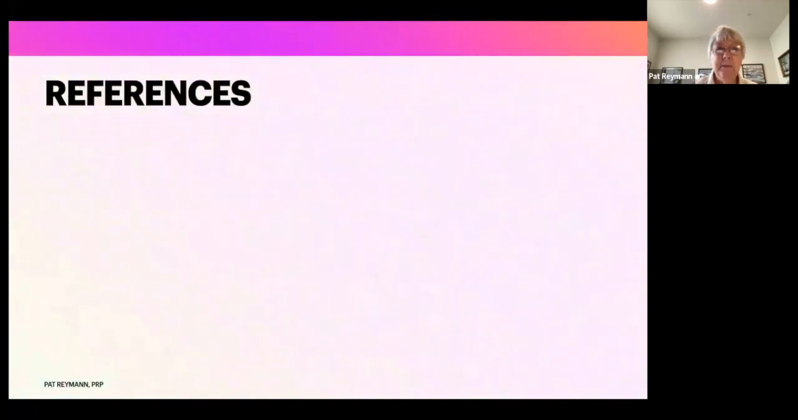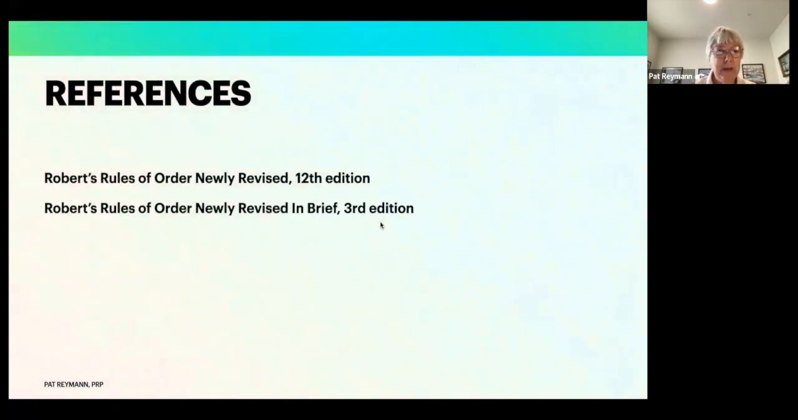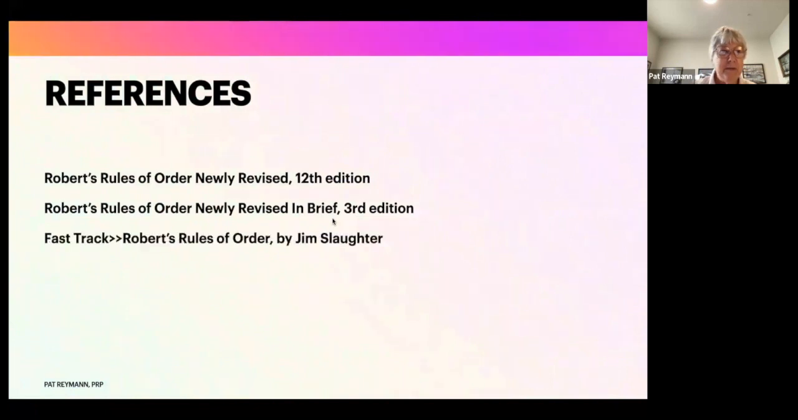All right. Now I wanted to list a couple of references for you. Of course, I've been using Robert's Rules of Order, Newly Revised, 12th edition, the big book. And then the little book, same title, but In Brief. And that's only the 3rd edition. They have not been putting that out forever and ever.